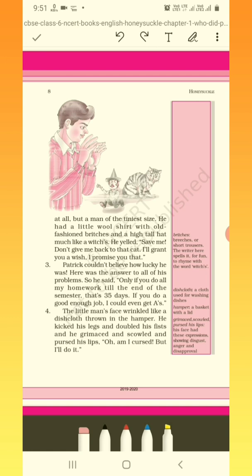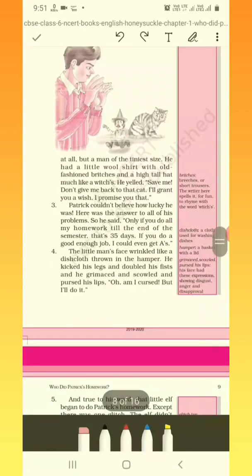Grade A. Alright. The little man's face wrinkled like dishcloth thrown in the hamper. He kicked his leg and doubled his fist, and he grimaced and scowled and pursed his lips. Oh, am I cursed? But I'll do it.